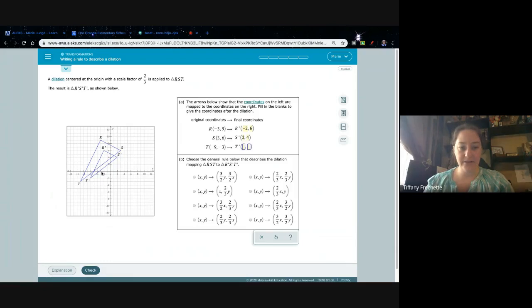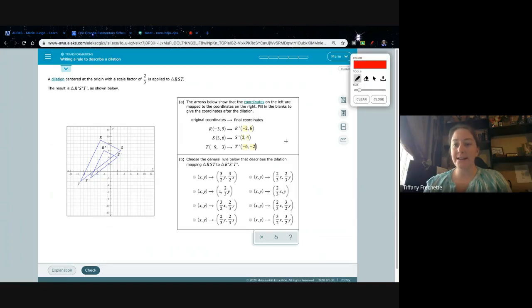And then we have T prime, so we want to come here, so we want to go left 6 and down 2. Left 6, down 2, those are both negative. Left and down are our negatives. Right and up are our positives. Okay, so we have our points here, but how did I get those points?